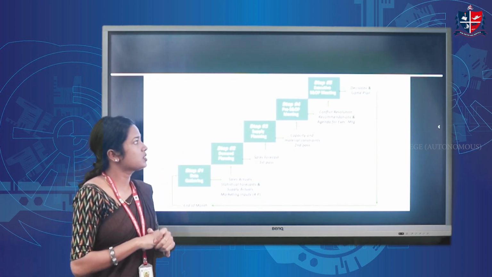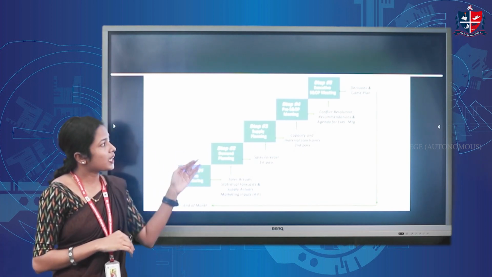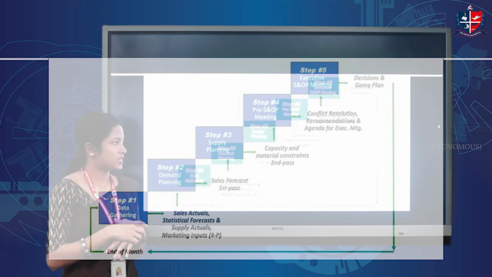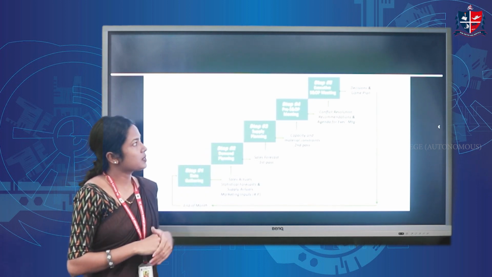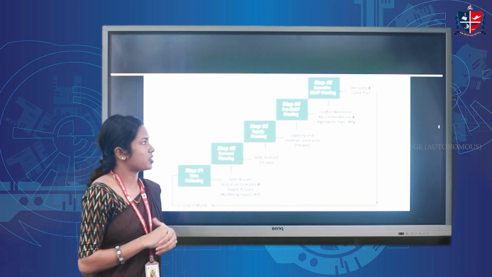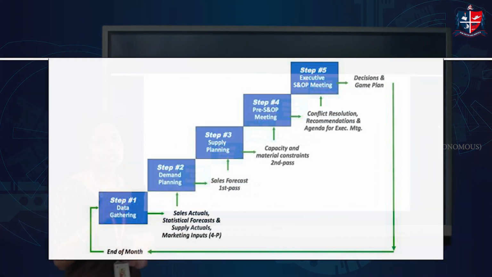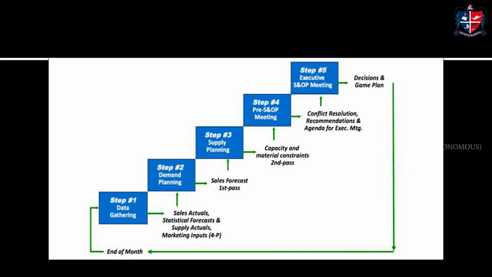Next, the fourth step is the pre-sales and operations meeting. It is conducted by the heads of different departments. Next, the last step is the executive sales and operations meeting. Here, the top management will take the decisions regarding the planning. So that is the aggregate plan.